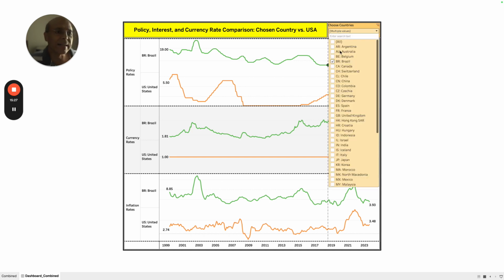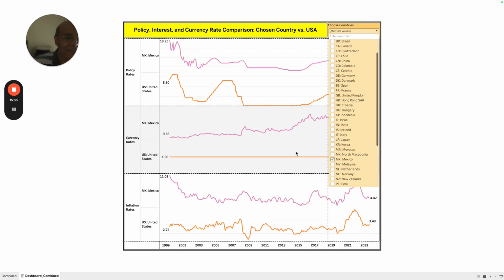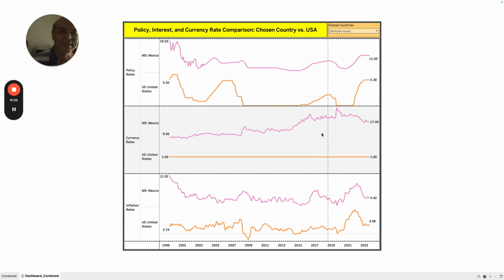So you can choose any country, right? Any country you can choose, anyone. Let's choose Mexico and see what happened to Mexico, right? You will find the trend is almost similar for every country. Here you will see the same thing happened. When the gap is maintained and the US basically maintained a policy rate of very low percent, the currency remains stable. The Mexican currency remains stable. As soon as there is a reduction in the gap and the US started raising rates, the currency started depreciating, right?